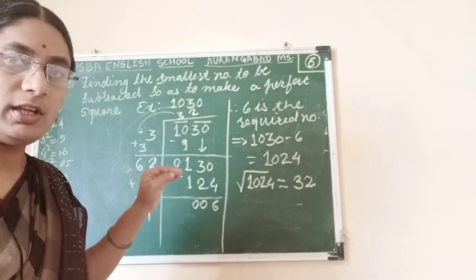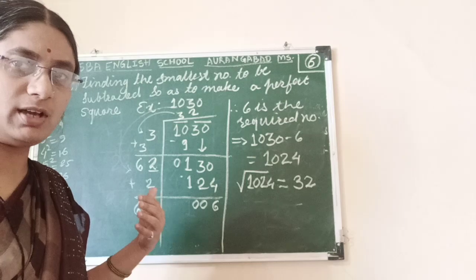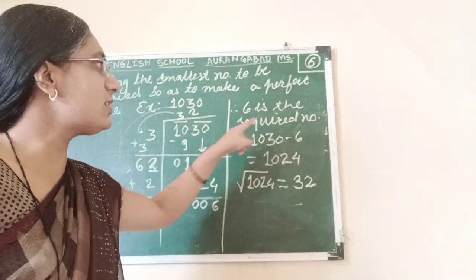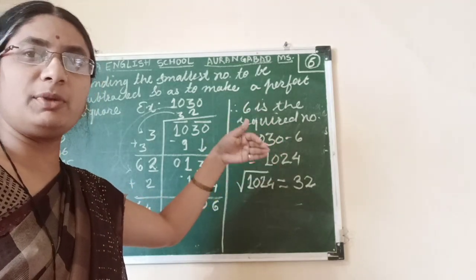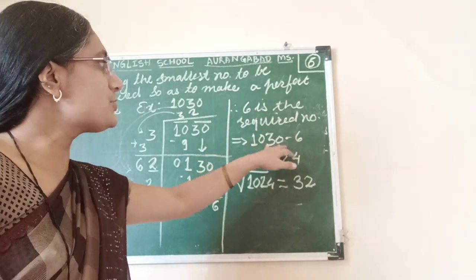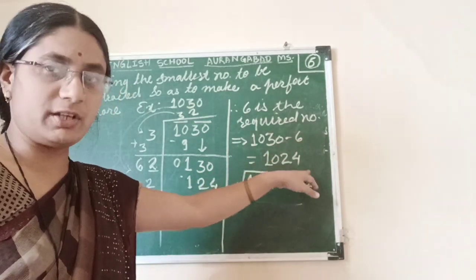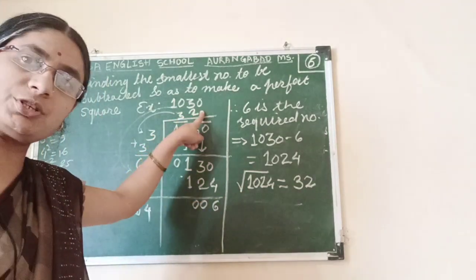Understood everyone? Any doubt? If you are having any doubt, you can ask me personally. I will clear that. Fine. Remainder is 6. It means that 6 is the required number which is to be subtracted so that the remaining number will be a perfect square. And 1030 minus 6 is equal to 1024, and its square root is 32, which we got here in the quotient itself.